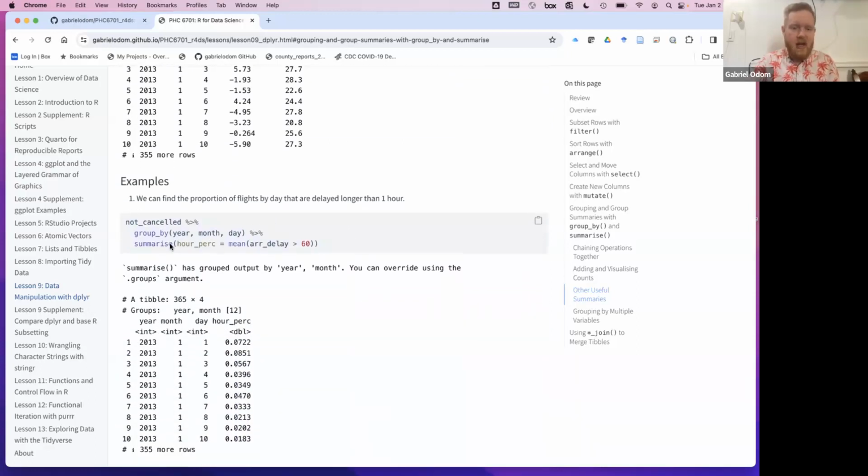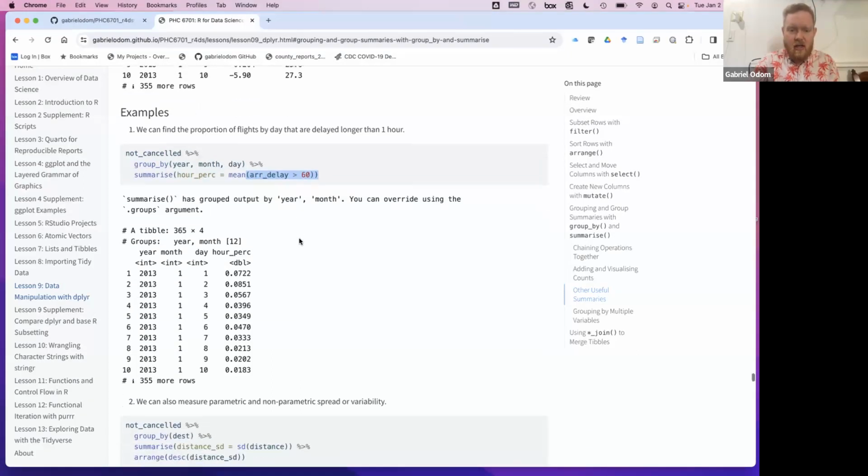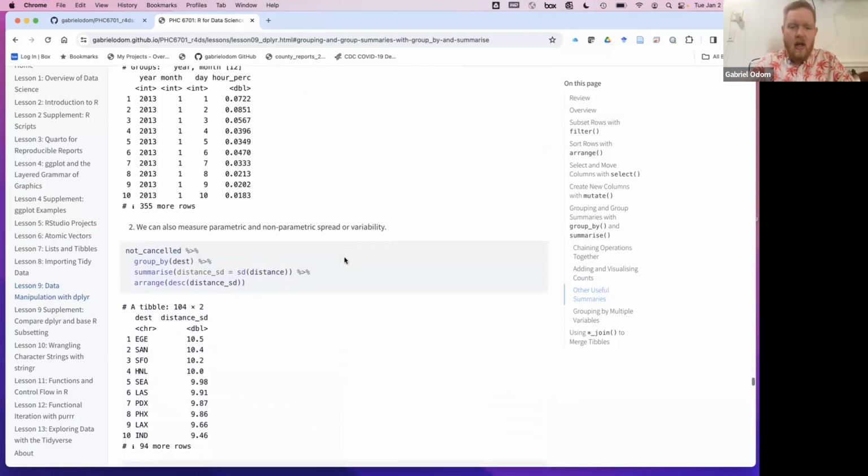Again, here's another example. We've got the proportion of flights by day. We're grouping by the day and finding the proportion of flights where the arrival delay is greater than 60 minutes. We could look at this over time and see, are there points in the year where you just have a lot higher delays? We could look at this by region, say, okay, we know in the summer in the Midwest there's a lot of huge thunderstorms. Maybe that's causing arrival delays and so forth.